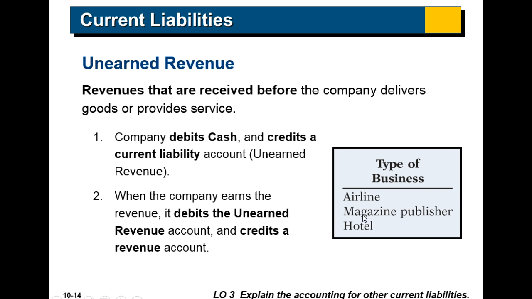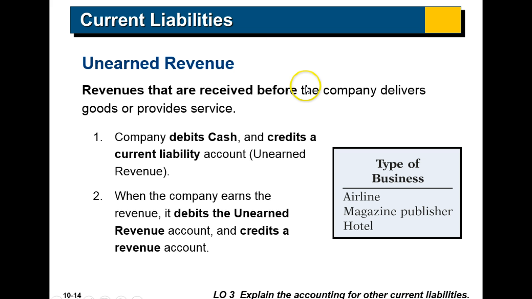Unearned revenues. Revenues get received before the company really delivers the goods. In this case, when a company receives money up front but hasn't really earned it, they're going to debit the cash and credit some form of liability: unearned revenues, unearned rent, unearned something. Then when the company earns the revenue, it's going to get rid of that liability, or debit it, and credit whatever that revenue account is.